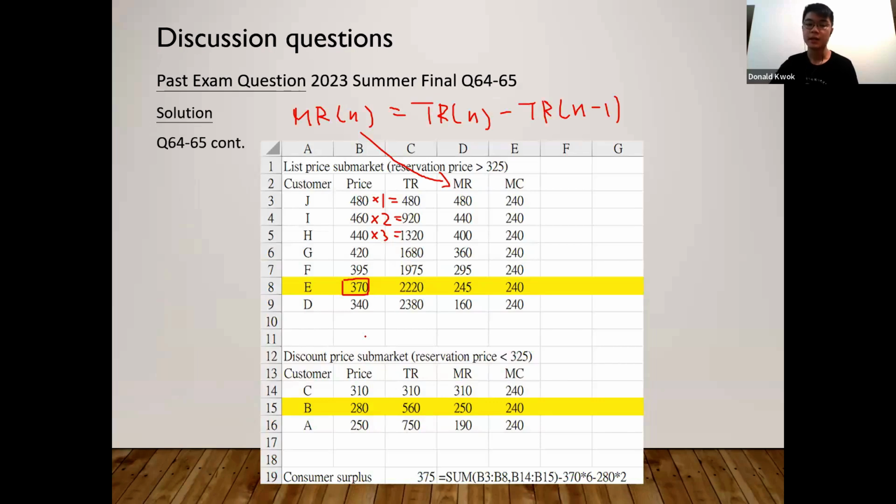How about the discount price submarket? Basically, the same steps. We calculate the total revenue column first, and then calculate marginal revenue using this discrete definition of marginal revenue. And as you can see, it is profit maximizing to serve two customers in the discount price submarket, since the marginal revenue, 250, is still greater than the marginal cost, but not for customer A. So two customers are served, and the corresponding discount price is 280.